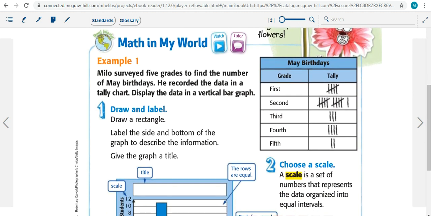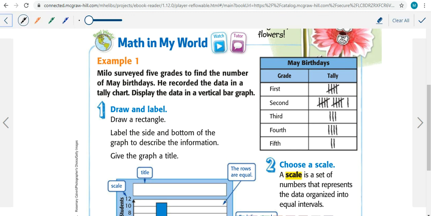Example number 1. Milo surveyed 5 grades to find the number of May birthdays. He recorded the data in a tally chart and displayed the data in a vertical bar graph. Now, let's look at the tally chart.